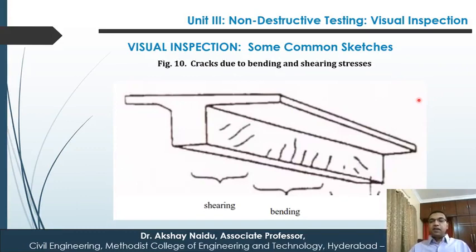Then cracks due to bending and shear stresses. For bending, cracks will occur in the midspan usually. Cracks due to bending stresses will occur in the midspan, and they will be perpendicular to the base surface. Whereas shearing cracks will be inclined at an angle of 45 degrees, and they will be close to the supports of the beam. That means close to the columns, the end of the beam span.